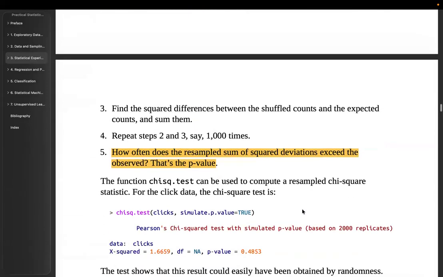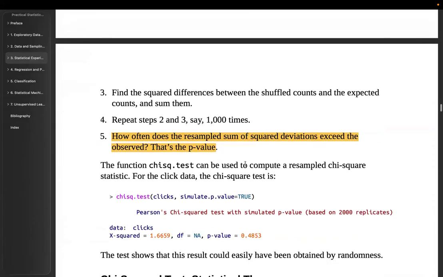Frequency, right? And that is the p-value, okay? It means the probability that you get that difference, the sum of squares deviation, right? And that is the probability of getting that kind of result if the null hypothesis were true.